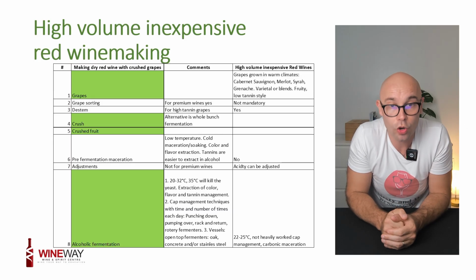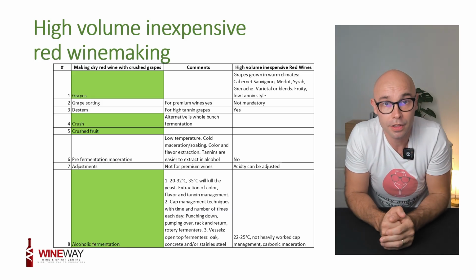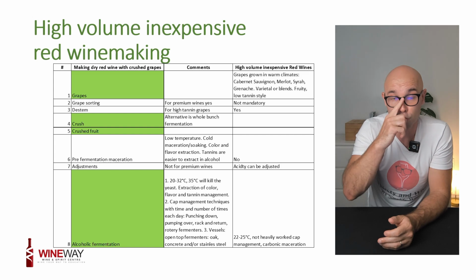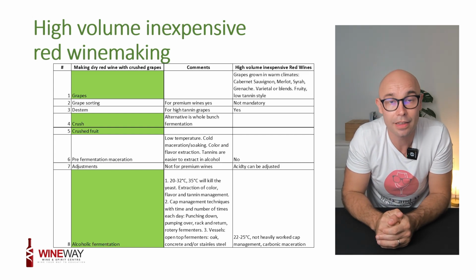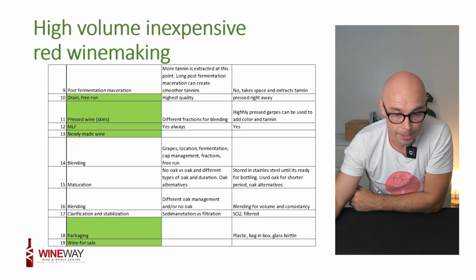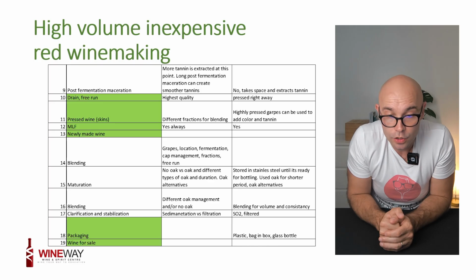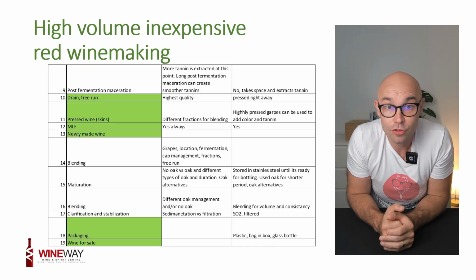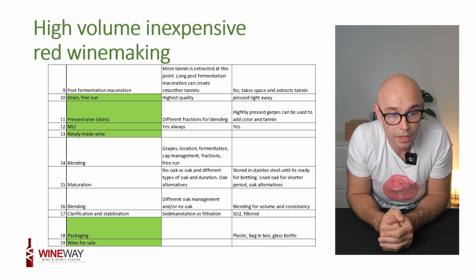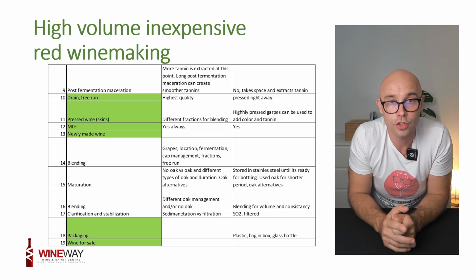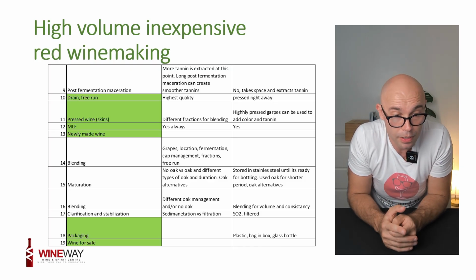Alcoholic fermentation: inexpensive wines are going to ferment at the lower end of the fermentation spectrum for red wines, between 20 and 22 degrees, with not heavily worked cap management, and carbonic maturation in order to produce light tannin, more fruity wines. Post-fermentation maturation for inexpensive wines, no, it takes space and extracts tannin, which you don't want. Free-run juice is pressed right away to extract as much juice as possible.